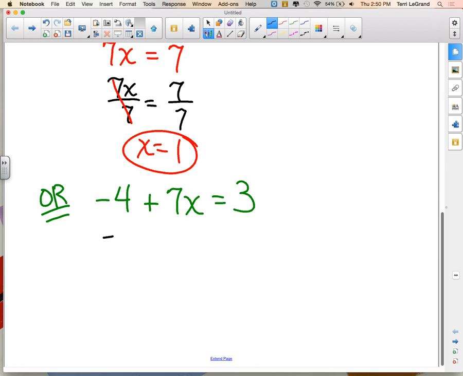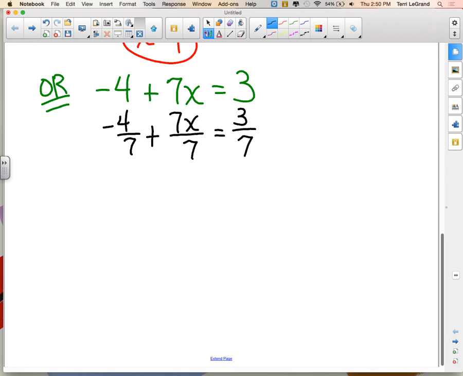Let's take -4 and let's divide it by 7. Let's take 7x and divide it by 7. And our goal is to get x so that it's a 1x, so that's what this is going to accomplish, isn't it? So those 7's cancel. And now we do have that x.